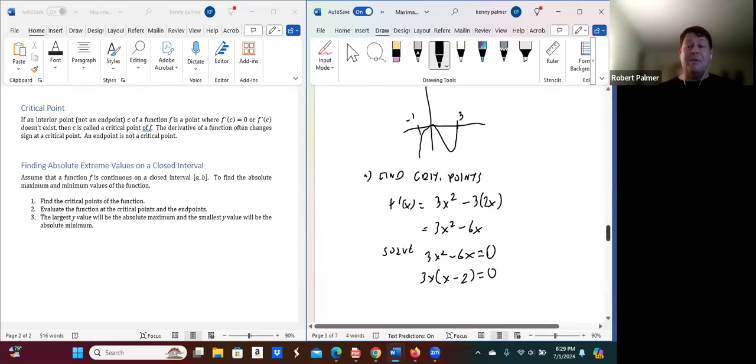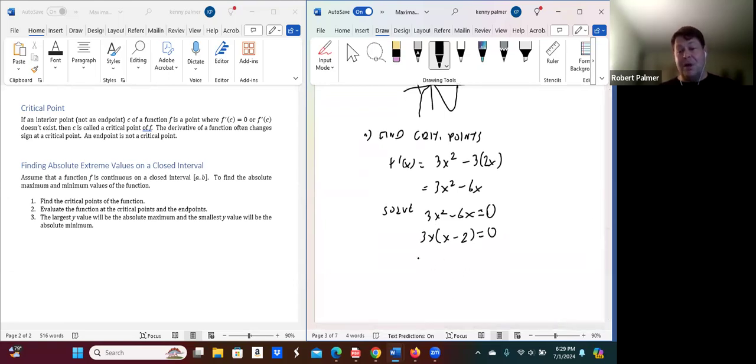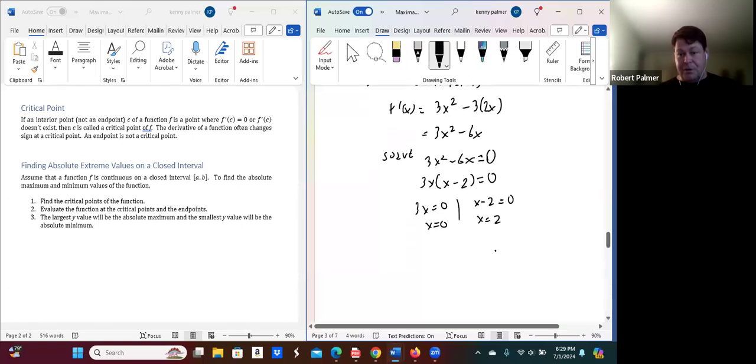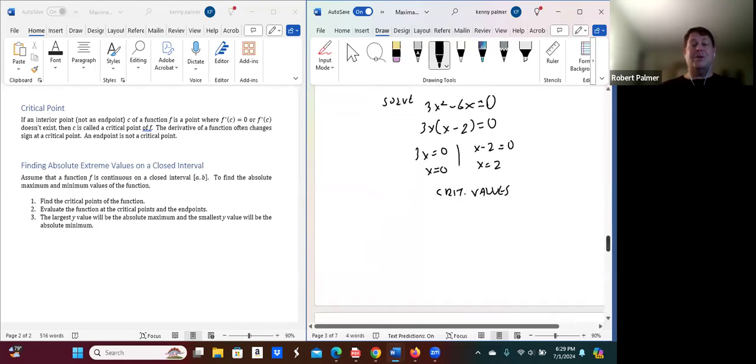As we did in the previous example, set each one of these factors equal to 0 and solve. So we have 3x is 0, x minus 2 is 0. Divide both sides by 3, x is 0. Here, add 2 to both sides, x is equal to 2. And that's what we saw in our picture, right? So those are our critical values or critical points. Now, what we're going to do is test all of those, evaluate.